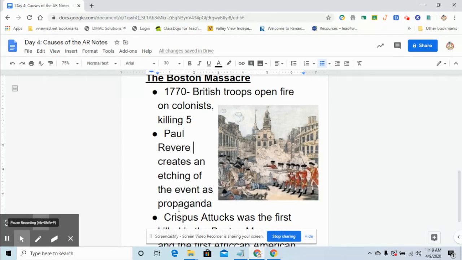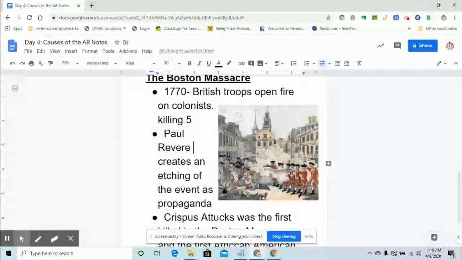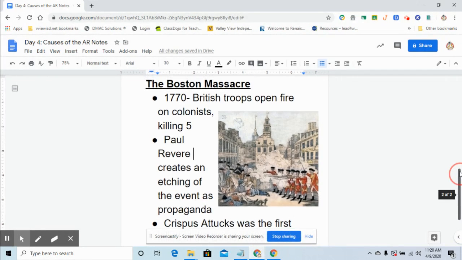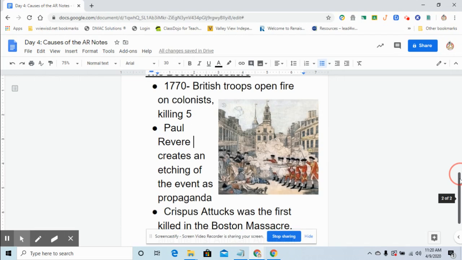Okay, for this picture, I did go ahead and put in a copy of the etching by Paul Revere. I just love this piece of artwork. I think it's so detailed, and it's a really good depiction of a historic event. A little dramatic, but still a good depiction.